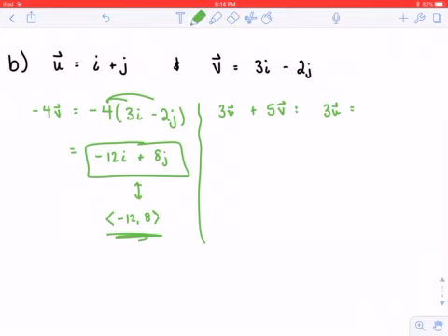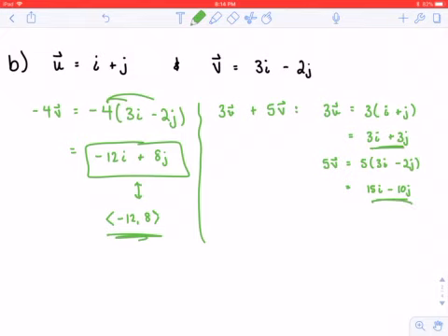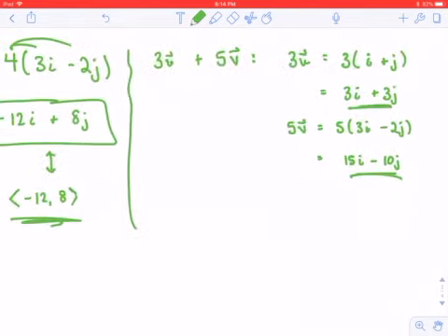With 3u, I have 3 times, and u is just i plus j, so that one's kind of easy to do. So this would be 3i plus 3j. And next I'm going to go ahead and do my 5v. So 5v equals 5 times 3i minus 2j. So that's going to equal 15i minus 10j. So now that I have those two, I can subtract them. So the 3i is going to be 3i plus 3j.